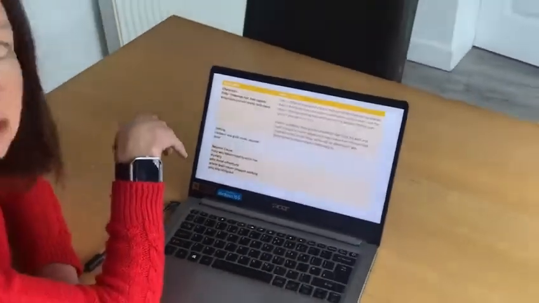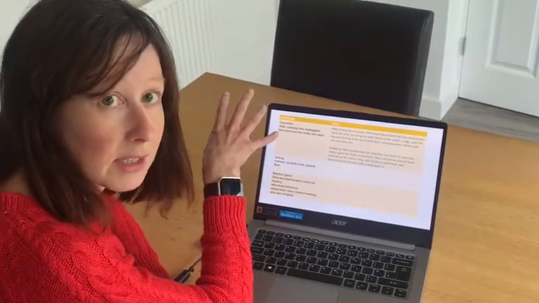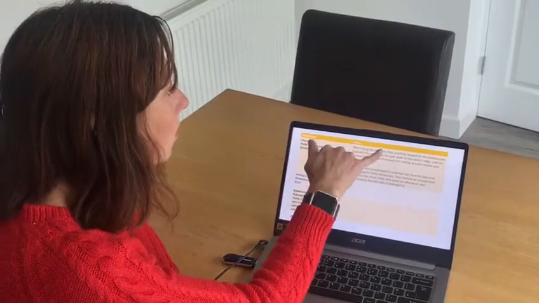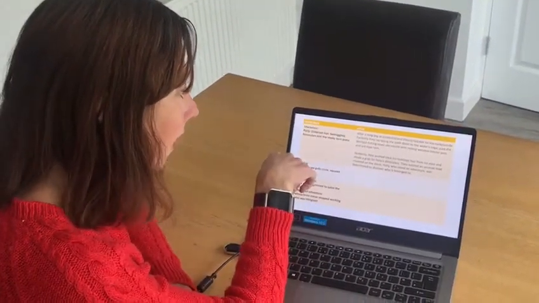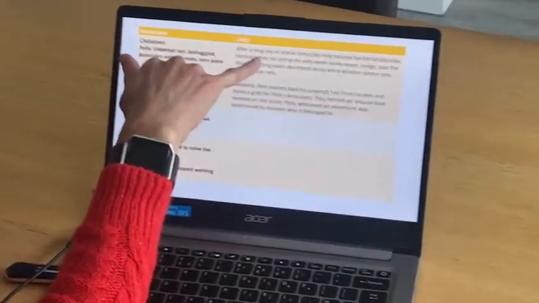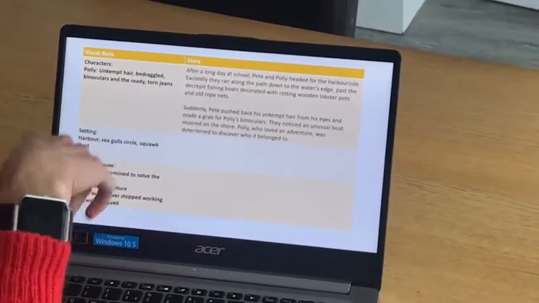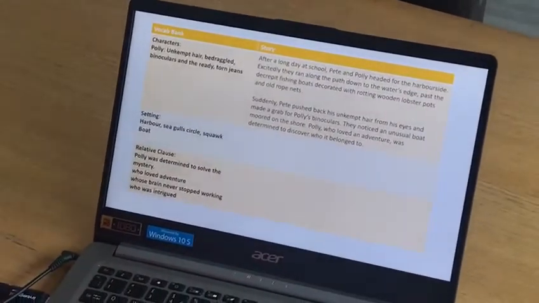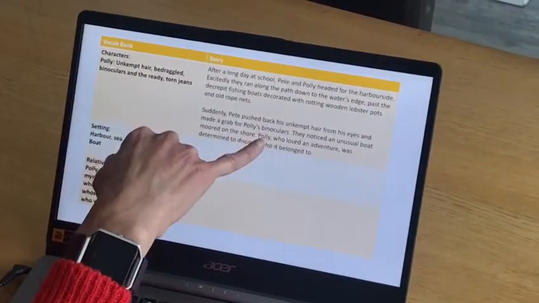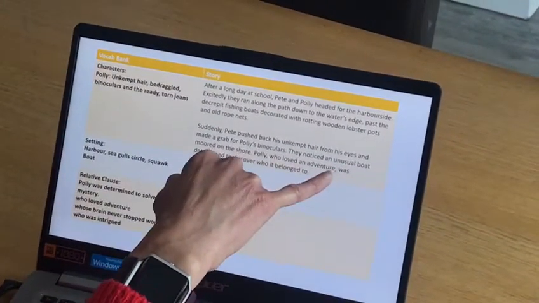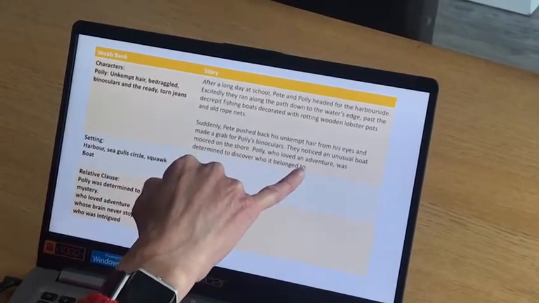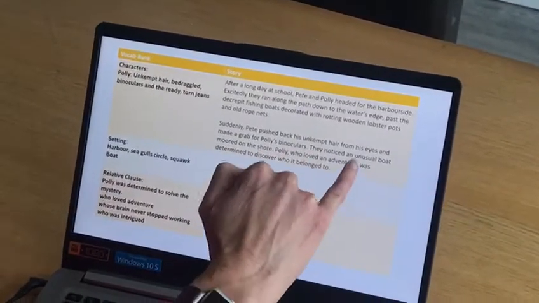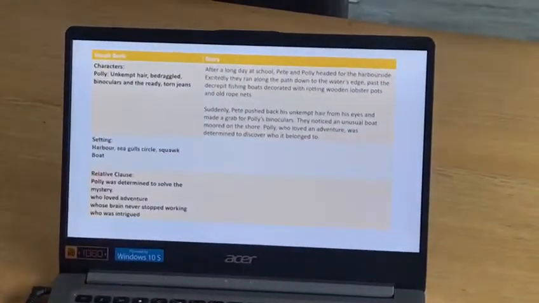So I've tried in my writing to vary my sentence starters by using some adverbs of time or manner to start my sentences. So after a long day at school, comma after the adverbial phrase. Excitedly, an adverb of manner, and I should have had my comma. Suddenly. And I've also put my sentence here into a relative clause to add a bit more information about my character. So I've got Polly, comma, who loved an adventure, comma, was determined to discover who the boat belonged to. So I've put this little bit of extra detail into this clause here, and it's got commas around it.